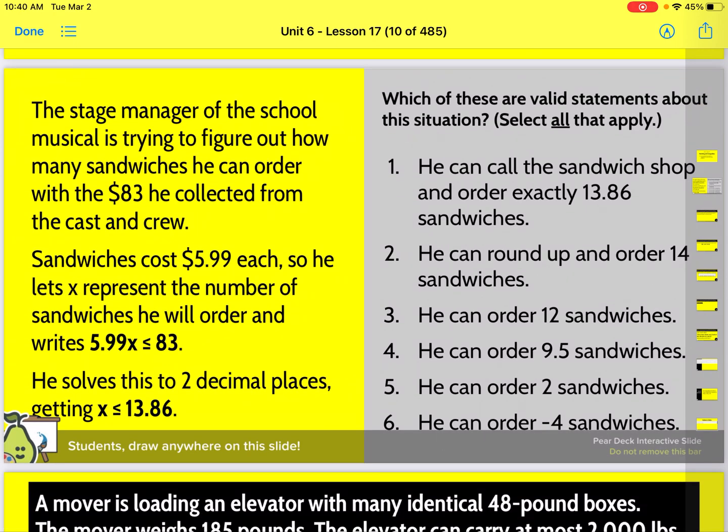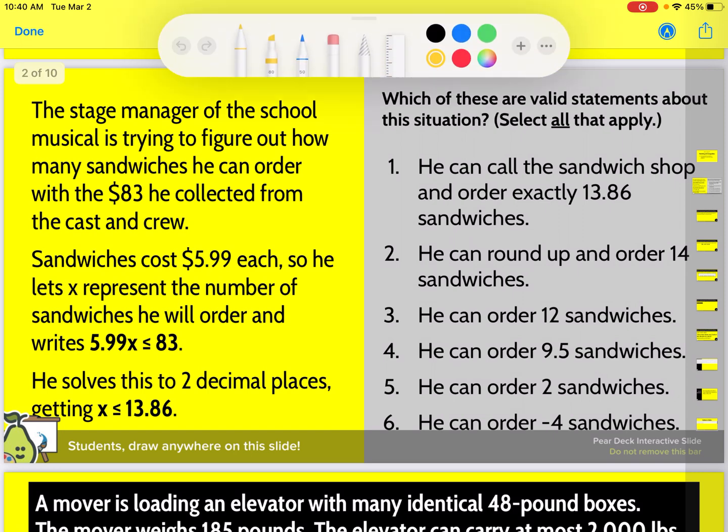So a stage manager of a school musical is trying to figure out how many sandwiches he can order with the $83 he collected from the cast and crew. So he collected money, he's trying to buy sandwiches. Sandwiches cost $5.99 each, so he lets X represent the number of sandwiches he will order. And he writes $5.99X has to be less than or equal to $83. He solves this to two decimal places, getting X is less than or equal to 13.86. So that's the answer he got.